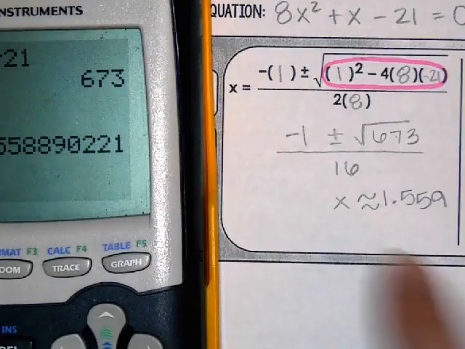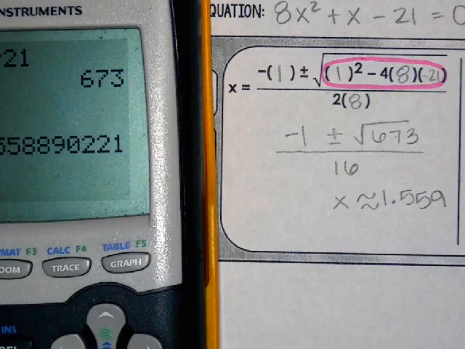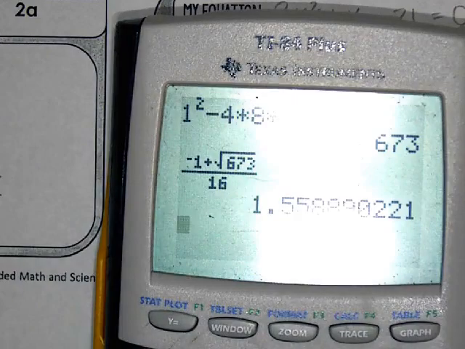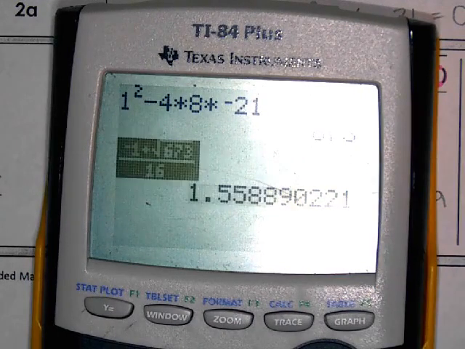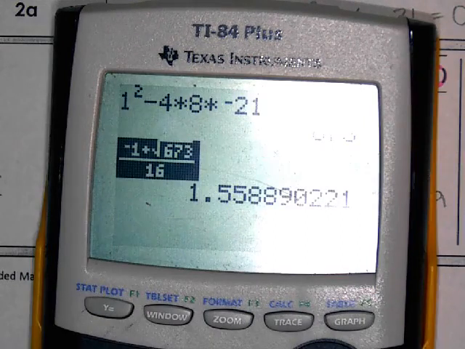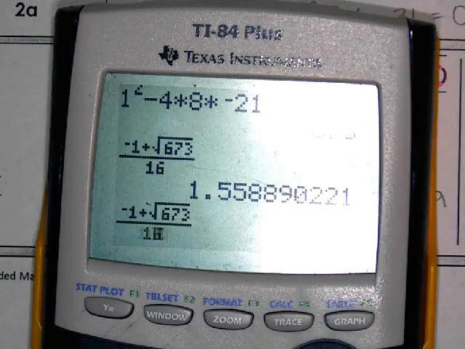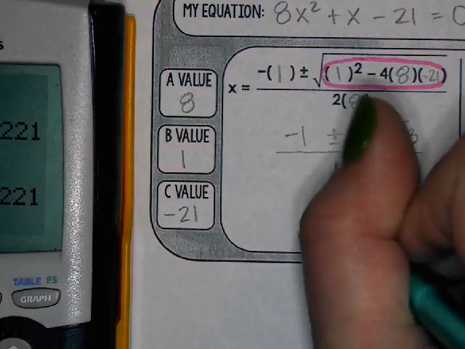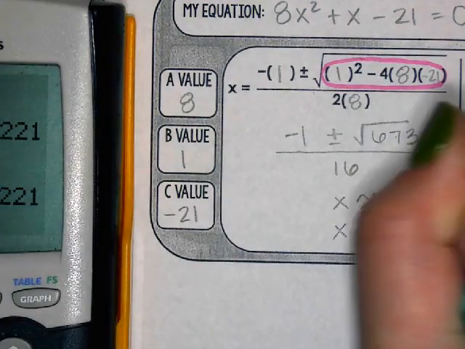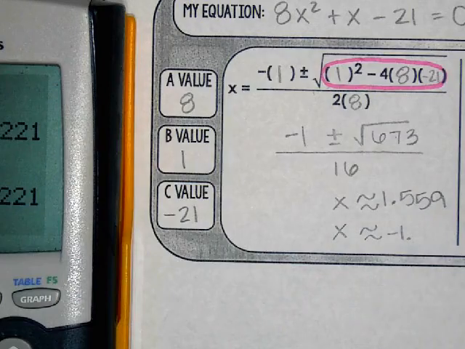Okay? All right. How do I go up and grab that and copy paste so I don't have to type it again? Go up with the arrow and press enter. Okay, I'm going to go back, change this to a minus. Negative 1 point. What's my next answer? Negative 1.684. Perfect. Okay.